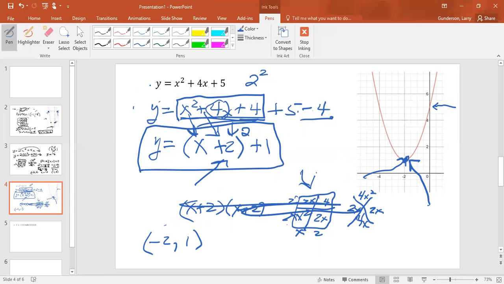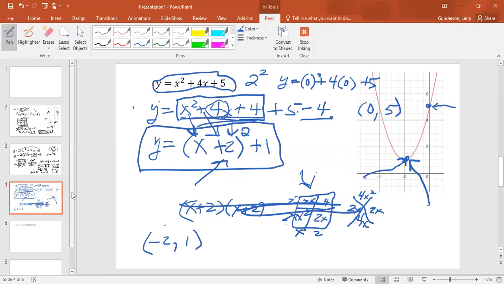By the way, to find y-intercepts on this one, you do it right away. For the y-intercept, you set x to 0. So you get y equals 0 squared plus 4 times 0 plus 5. And that gave you right away y equals 5. And we can see the y-intercept is (0, 5).